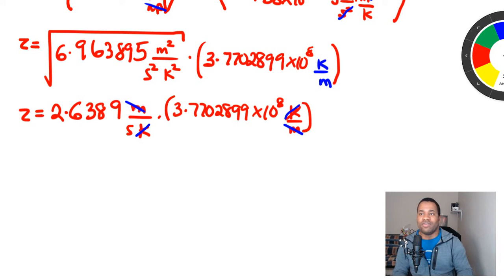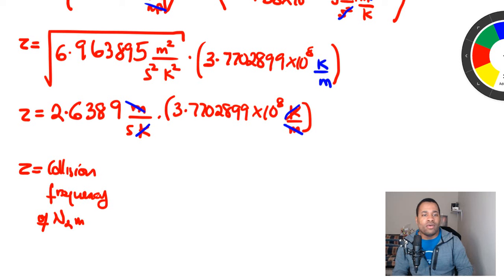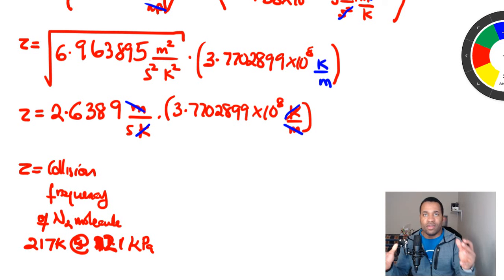Which shows that in this case our z, which is the collision frequency of a nitrogen molecule at a specific temperature, which is 217 kelvins, at our specific pressure to be around 12.1 kilopascal, which is the altitude conditions, which is in this case 15 kelvins.